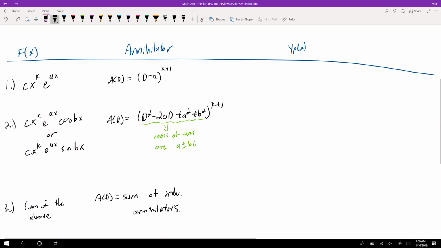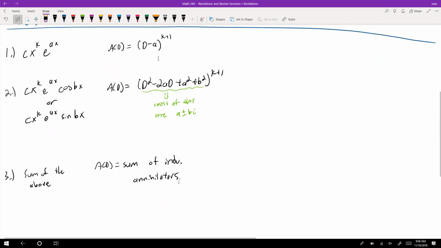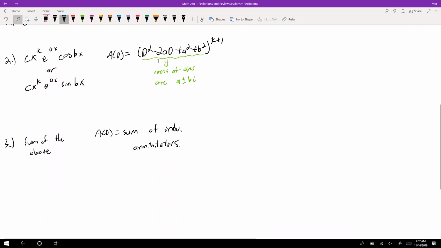Okay. Let's put these into use. So, example, right? Let's say I have the following. My examples are all over the place this week, so here we go. Number one is just find the annihilator.